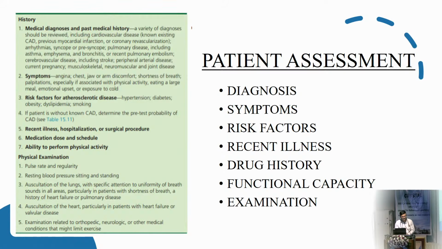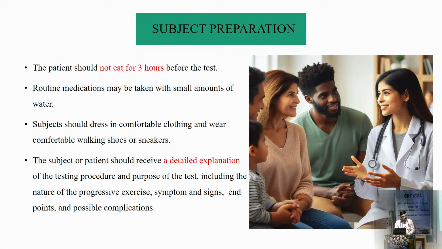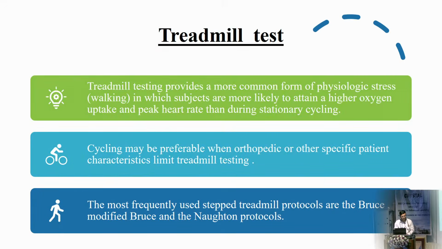We'll also ask for other drug history, and do a brief examination before we take him for the treadmill test. The patient should not eat for 3 hours before the test, and routine medication should be taken with a small amount of water. The subject should dress in comfortable clothing and wear comfortable walking shoes or sneakers. The patient should receive a detailed explanation, so taking consent is very important, and we should explain what we are going to do.